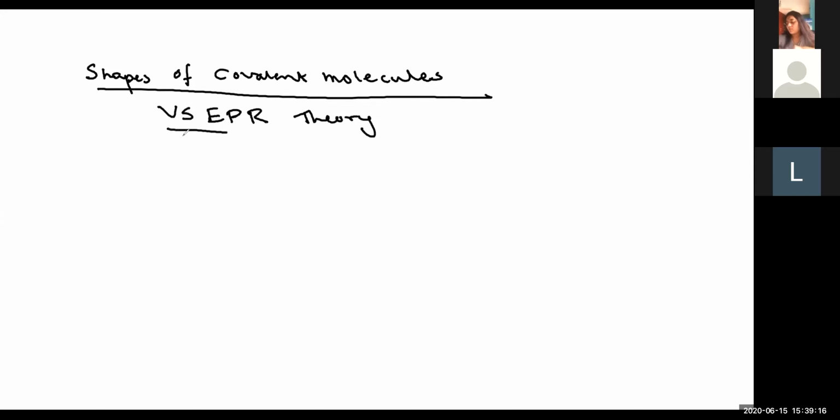So what does this mean? This means valence shell electron pair repulsion. Do we have to copy this? Yes. VSEPR, valence shell electron pair repulsion theory.